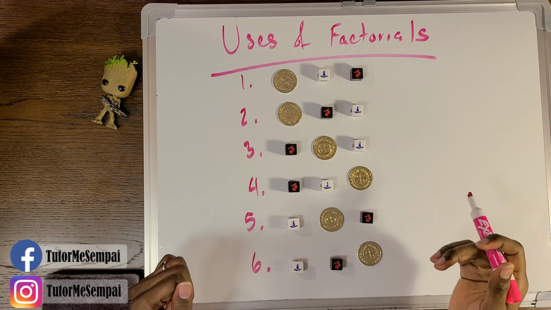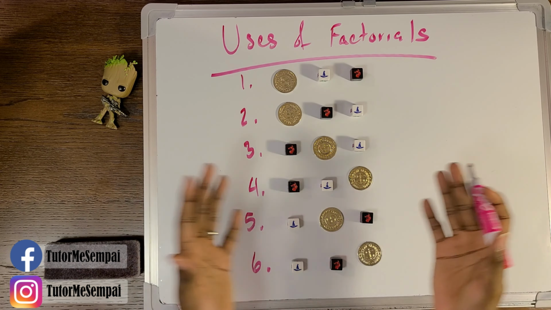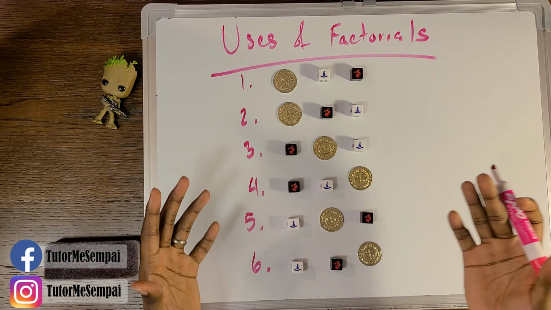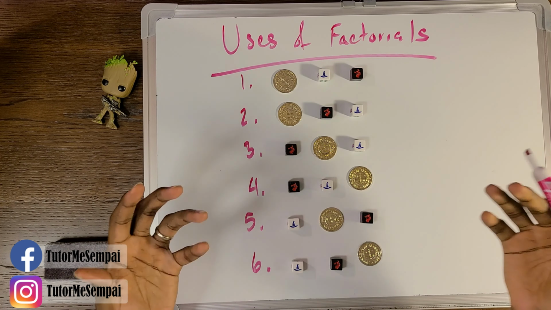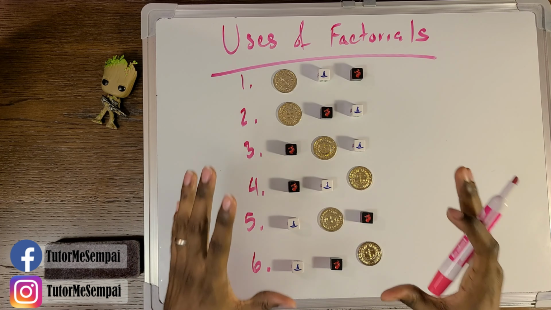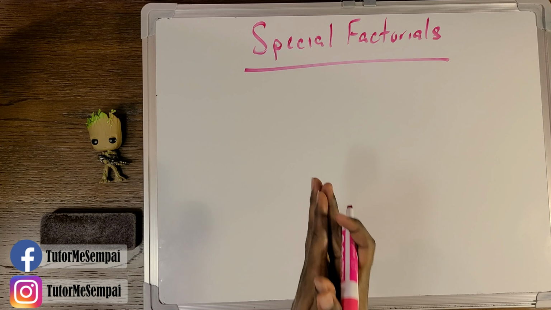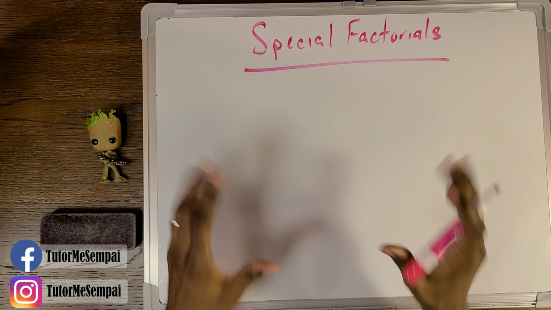all the pieces necessary. So just know that our factorials have a use other than simply being a shorthand, and that is in the permutation field. It can tell you how many different ways you can arrange a certain amount of objects if you know how many objects you have. So I would like to finish off this video with some special factorials.